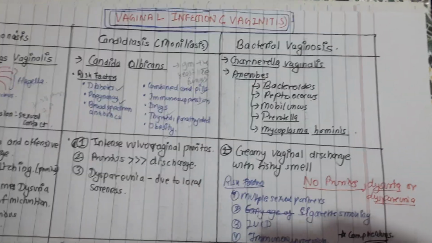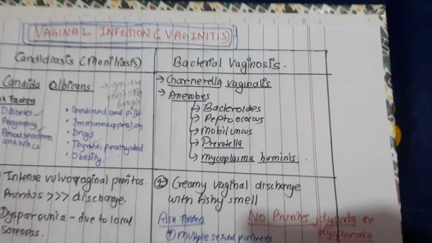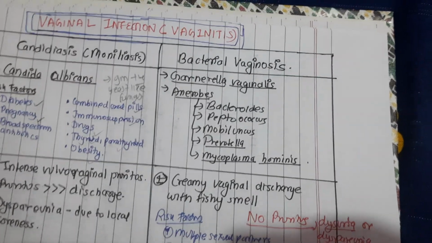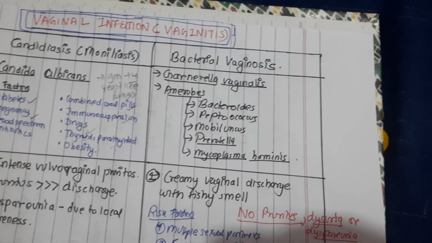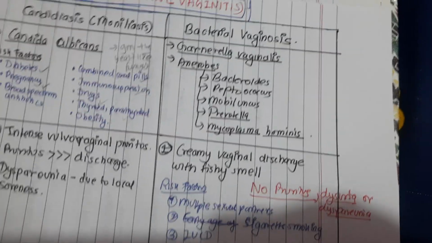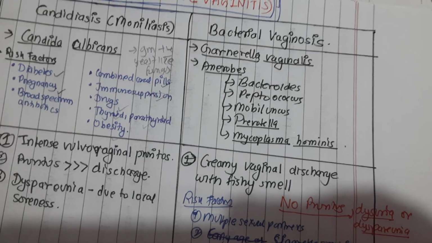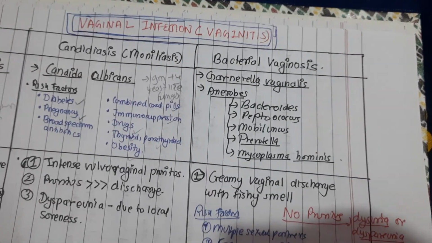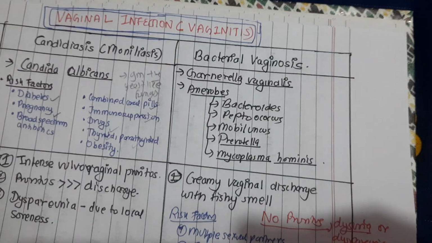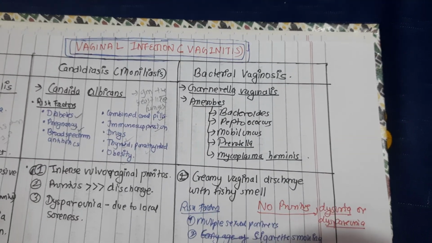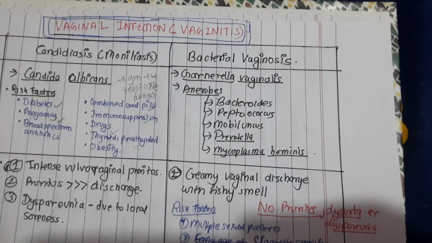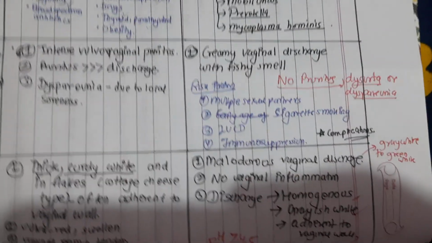Now we will see bacterial vaginosis. The causative organism of bacterial vaginosis was previously thought to be Gardnerella vaginalis. The present concept is that along with Gardnerella vaginalis, there are other anaerobic bacteria like Bacteroides, Peptococcus, Mobiluncus, Prevotella, and Mycoplasma hominis. These bacteria can cause bacterial vaginosis.